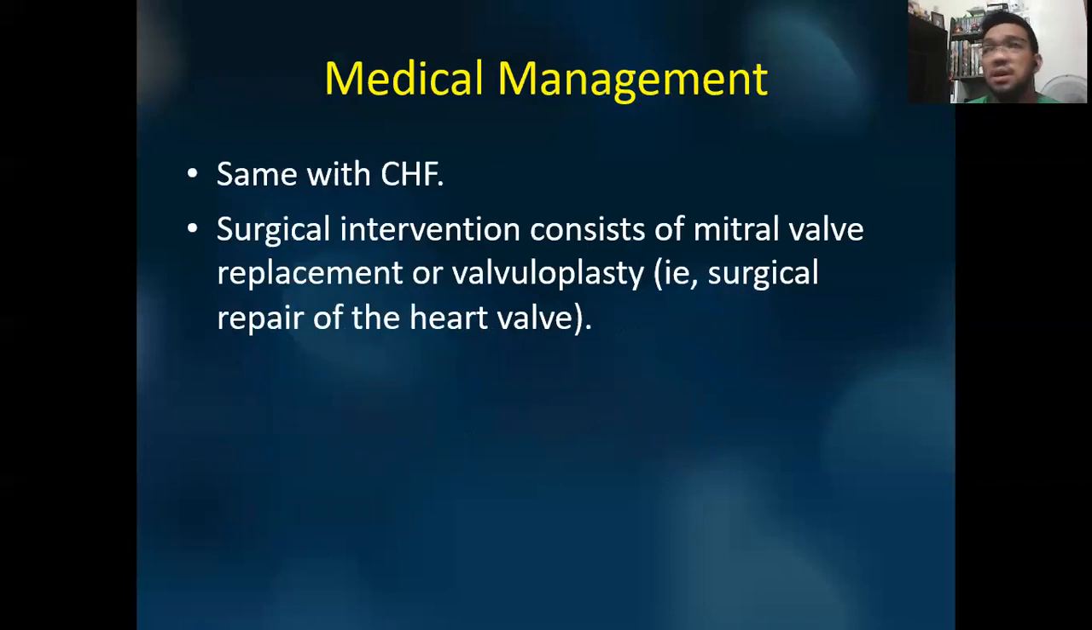Medical management. Medical management of this is the same as with congestive heart failure. If heart failure is present, they will give medications for it, such as digoxin or lanoxin, which is the drug of choice for patients who have heart failure. And if the mitral valve really doesn't work due to insufficiency, they are going to replace it. There will be mitral valve replacement or valvuloplasty. Again, surgery is going to be done on the patient.